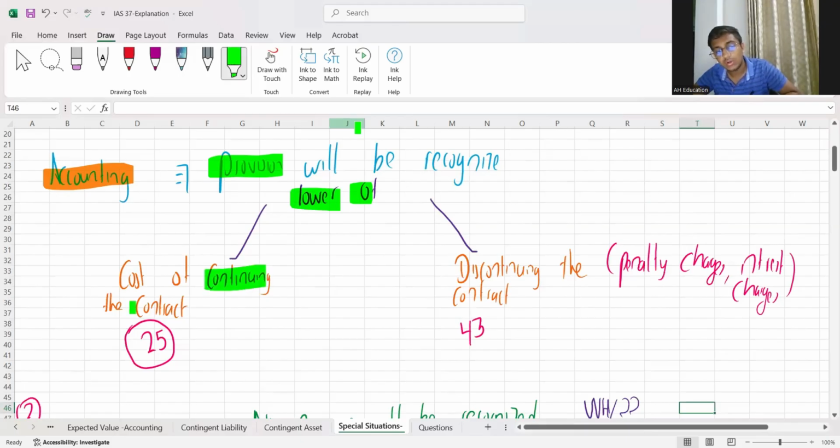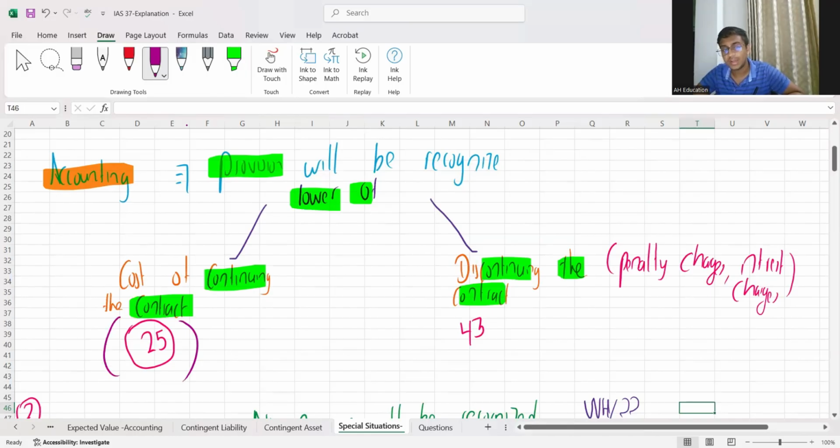You all are continuing the contract or discontinuing the contract. In terms of onerous contract, you all need to recognize a provision, and that provision would be the lowest of you all continuing the contract, and number two, you all discontinuing the contract. Obviously, you all know when you are planning on continuing the contract, there will not be any income. Everything will be an expense.